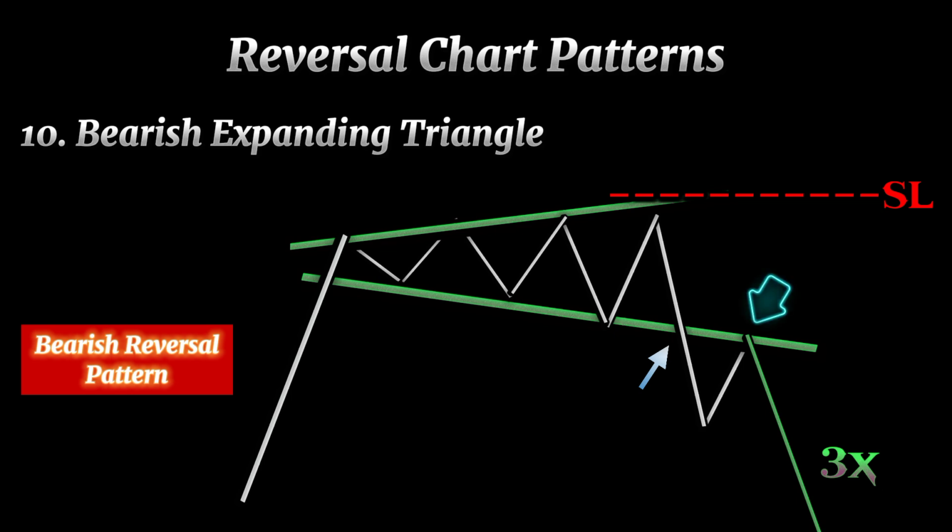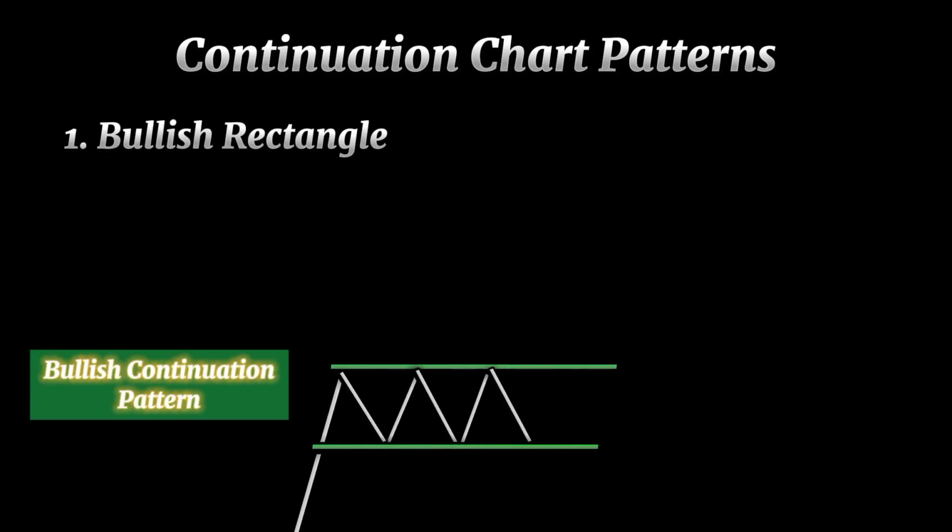And there we have it for the reversal chart patterns. Now, we will move into the continuation patterns. And we will start with probably the simplest continuation pattern, which is called the rectangle chart pattern. The rectangular chart pattern consists of the bearish and the bullish rectangle. We will first begin with the bullish rectangle.